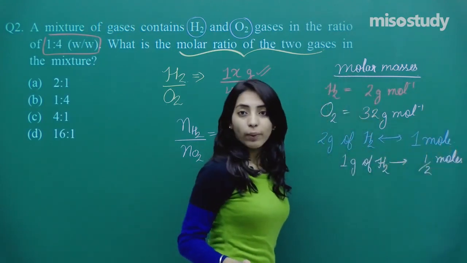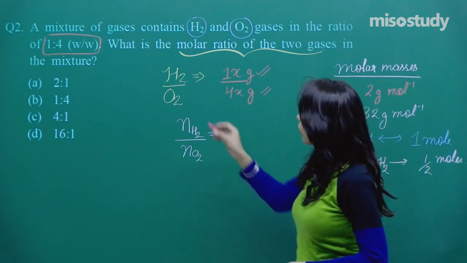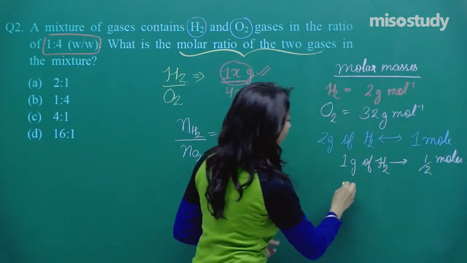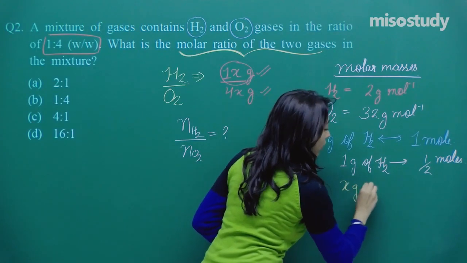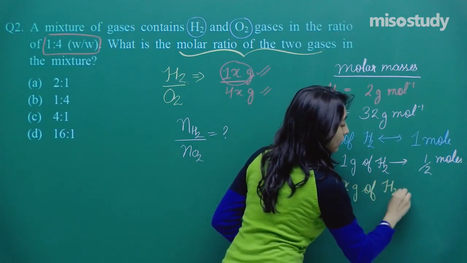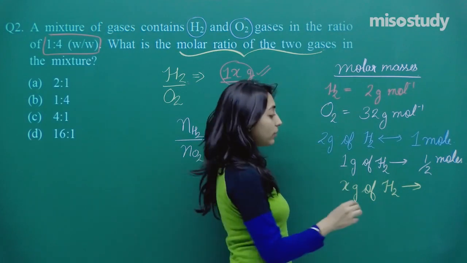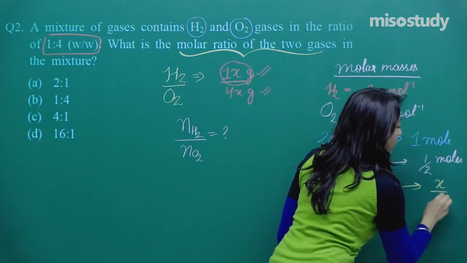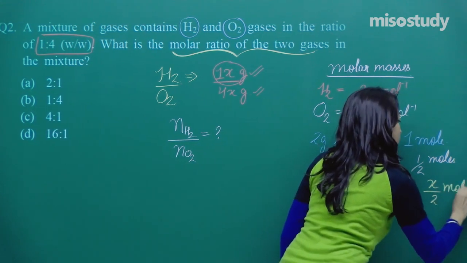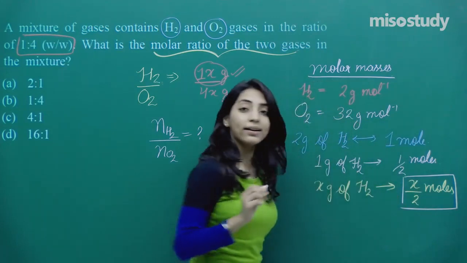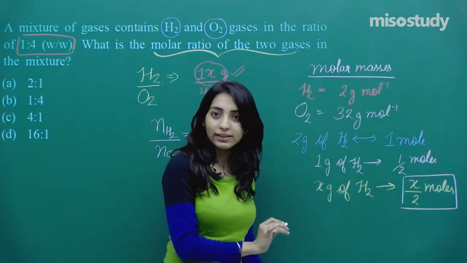Now guys, look into the question carefully. We have taken how many grams of hydrogen? X grams of hydrogen. So simply, if I take X grams of hydrogen, how many moles of hydrogen will I be getting? I will be simply getting X by 2 moles of hydrogen. Right? That is point number 1 that I have calculated.